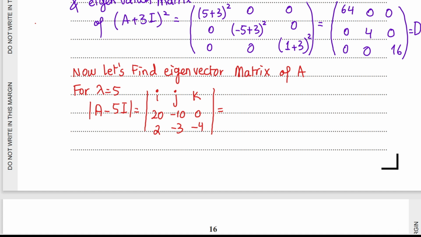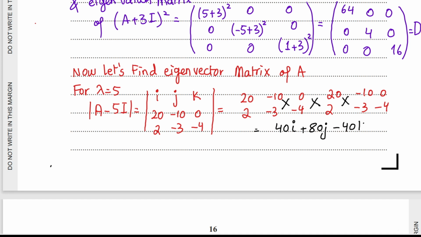Listing twice method is a way to compute A cross B by writing the components twice, copy, paste under each other. Then ignoring the first column and then forming 2 by 2 determinants from the remaining columns to get i, j, k. So this is equal to 40i + 80j − 40k. And because eigenvectors describe direction, multiplying by a non-zero scalar does not change the direction. So here I divide by 40 to get a simpler vector. So my first eigenvector is (1, 2, −1).